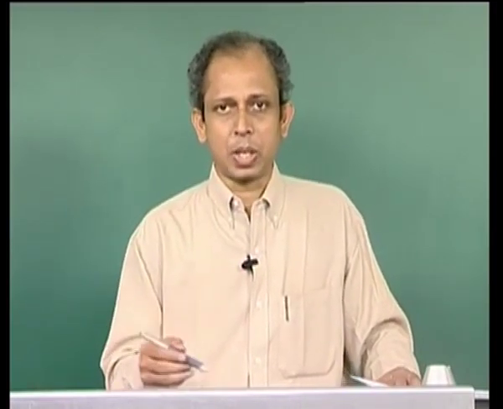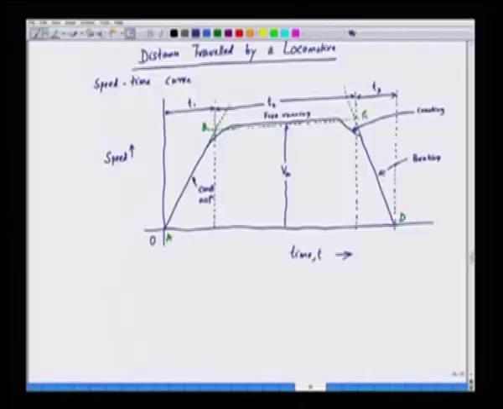So, we have the various variables in this particular graph as follows. d is the distance covered in kilometers, distance covered between A and D.